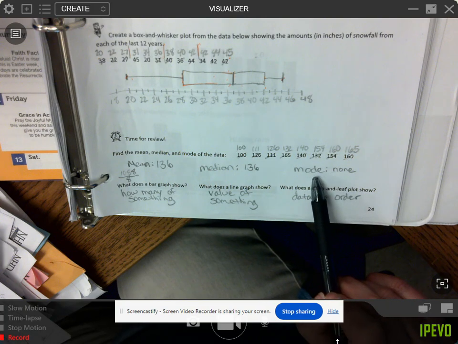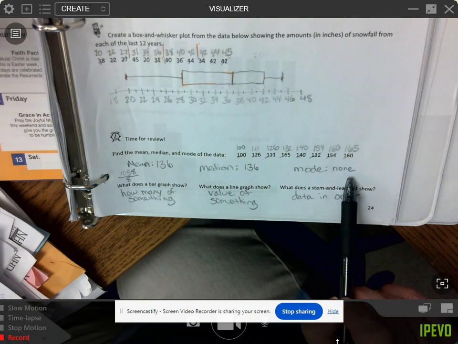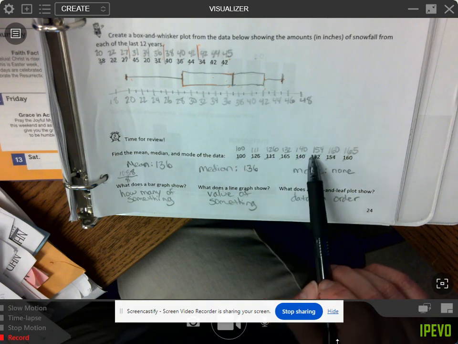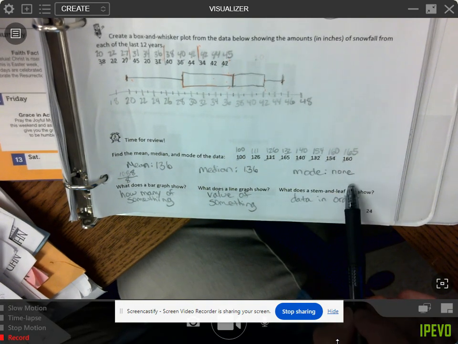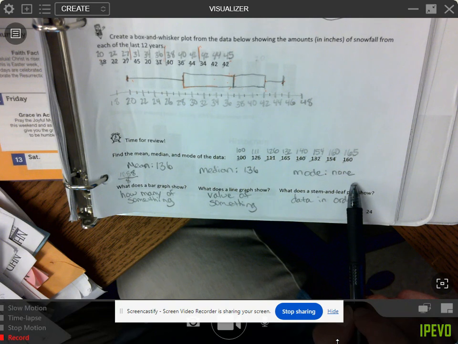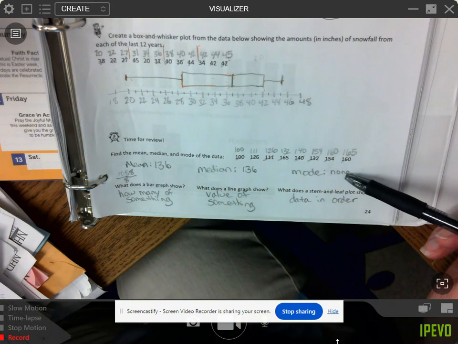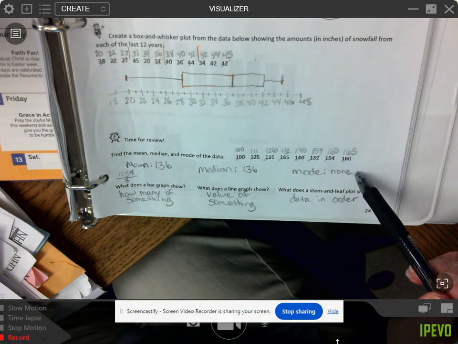For the mode, there is none. You cannot put a 0, because 0 is a digit. You have to write none or no mode. Okay? You can't just leave it blank, because then it looks like you don't know. So you have to write something, and it can't be a number, so you can't put 0.